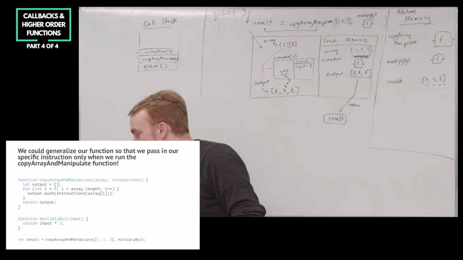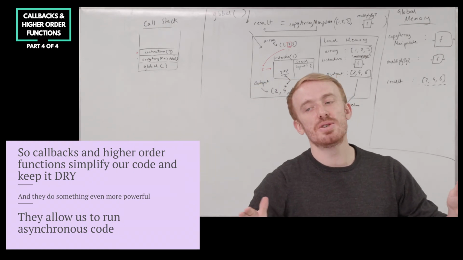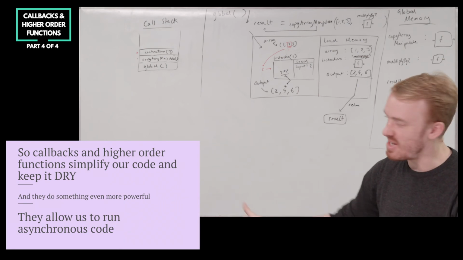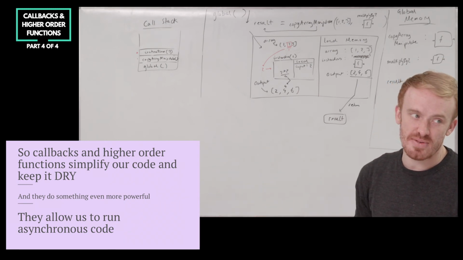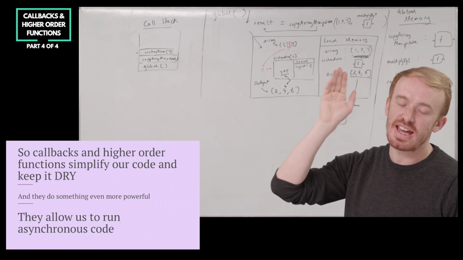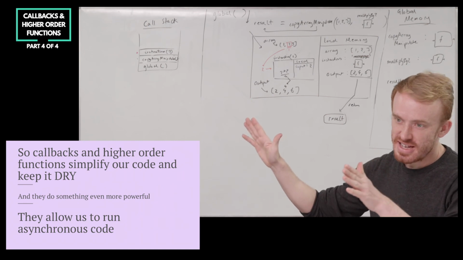So, callbacks and higher order functions simplify our code, they keep it DRY. Don't repeat yourself. And they do something even more powerful that we're going to see later on. They let us run asynchronous code. And all that is to come later on.